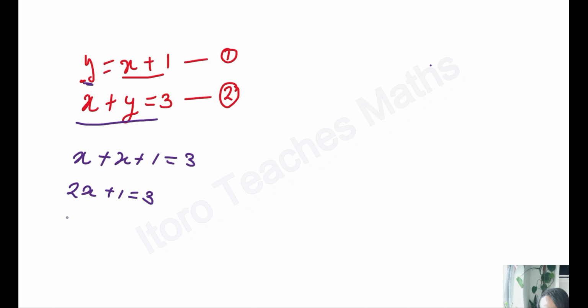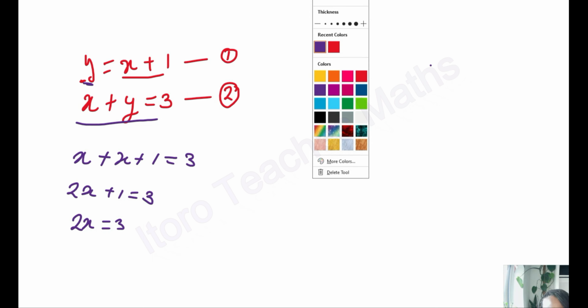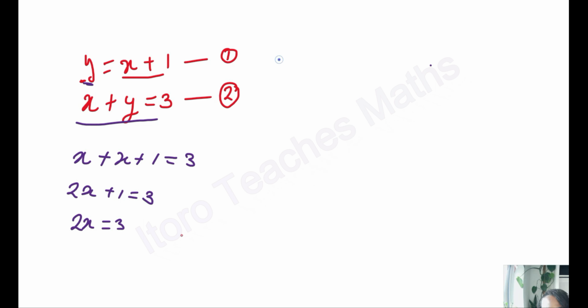So we're going to reduce this. We're going to say 2x. Now we're going to keep everything with x on one side of the equal sign, everything without an x on the other side of the equal sign. So we're going to say equals 3, and we're going to take this number 1 all the way across to the other side of the equal sign.